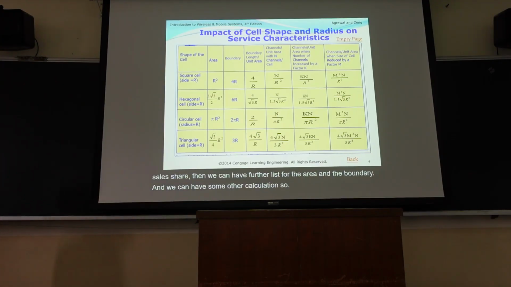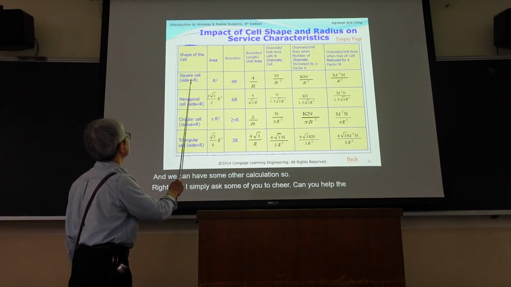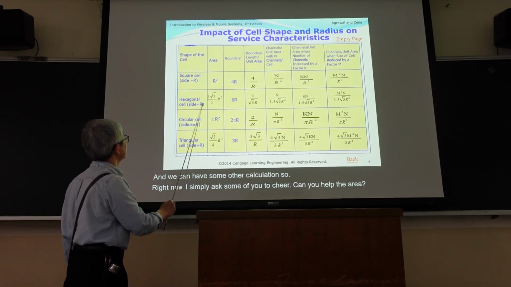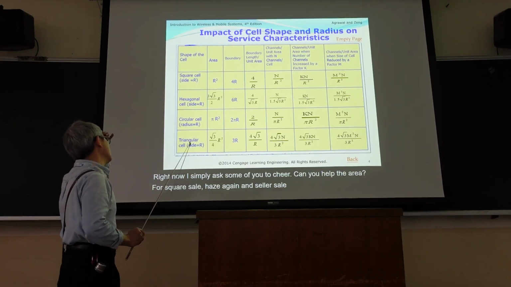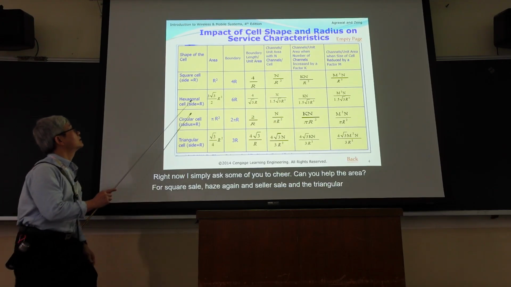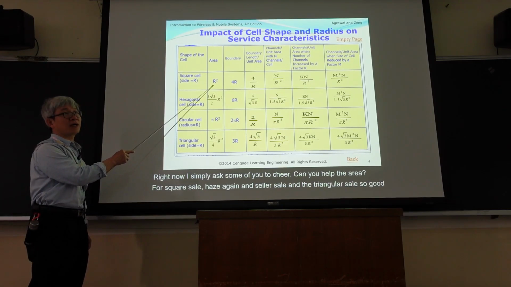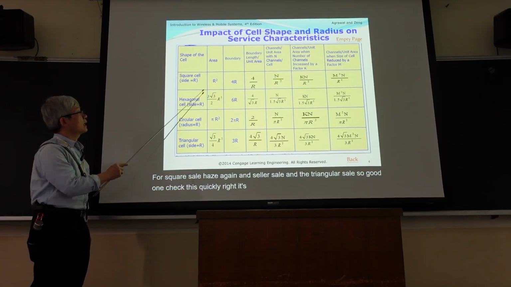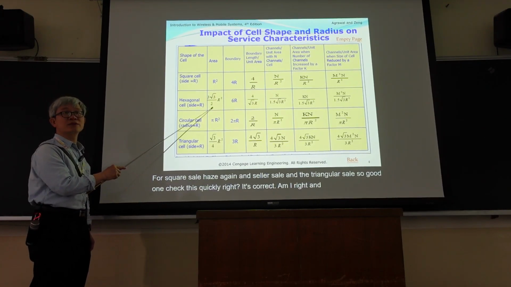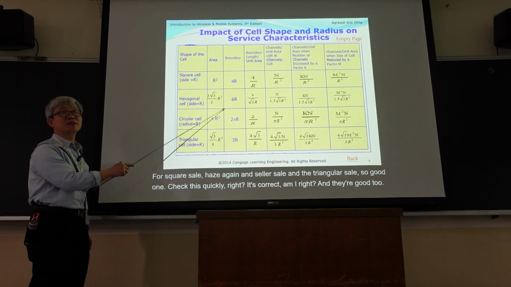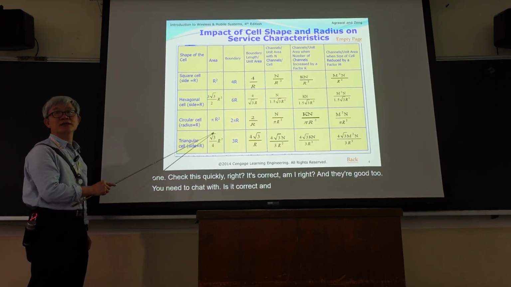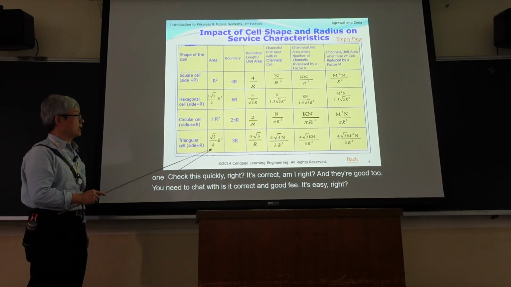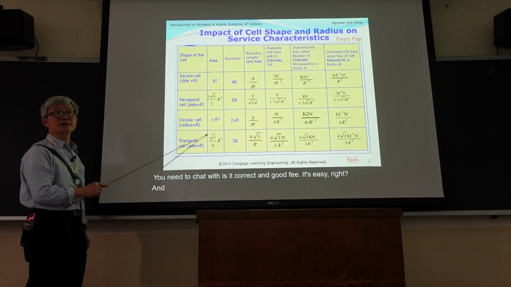So right now, I simply ask some of you to check. Can you have the area for the square cell, hexagon cell, and triangular cell? So good one. Check this quickly, right? It's correct, all right? And good two. You need to check this, is it correct? And good three. It's easy, right? And good four, triangular.